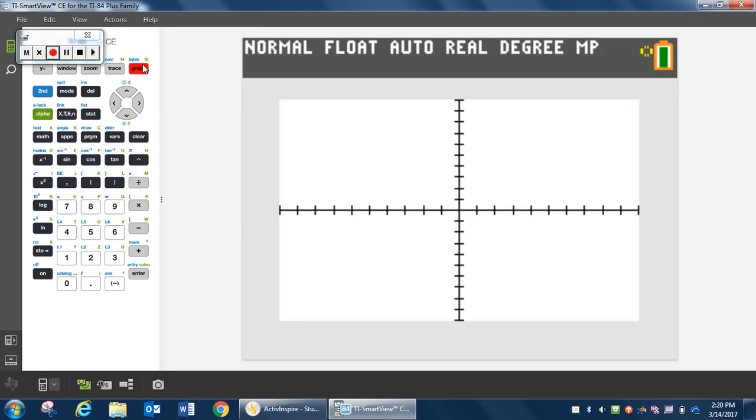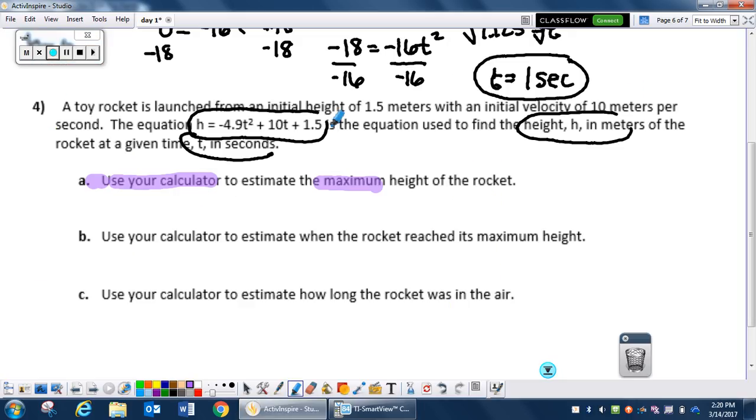Graph. So if your graph does not come up like mine, hit zoom 6 and then it'll come to a standard fit. So you can see that hopefully you also saw that a was less than 1 because it's a negative number. So the parabola faces down and we have a maximum. Okay? So the maximum height, we're going to get a maximum. So you're going to go to second trace, which gets you to calc, and we're going to hit maximum. Okay?